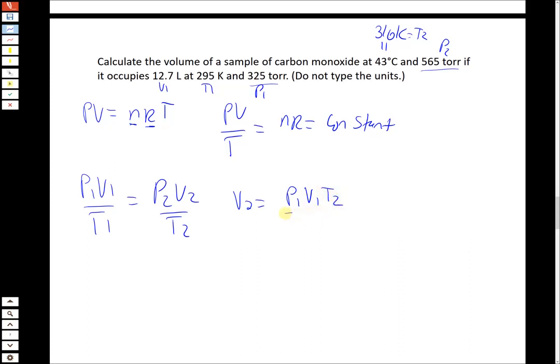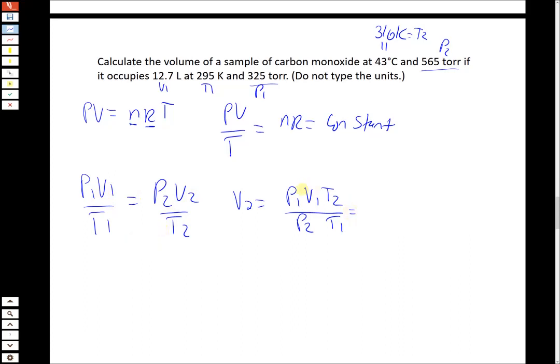it's going to be P1, V1, T2 over P2, T1. So the algebra is a little bit more complicated when you have three things. You have to make sure you do that part right. So let's see, make sure I did that. V2 is going to be P1 over P2, V1, and then T2 over T1. So that looks correct. So now we can just put the numbers in.